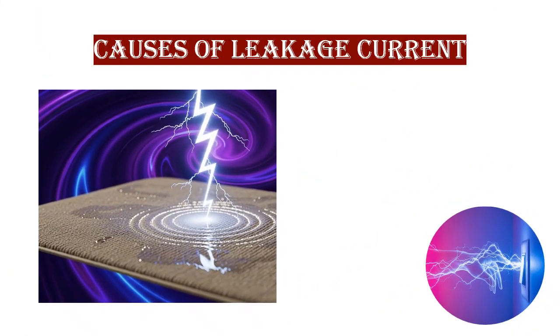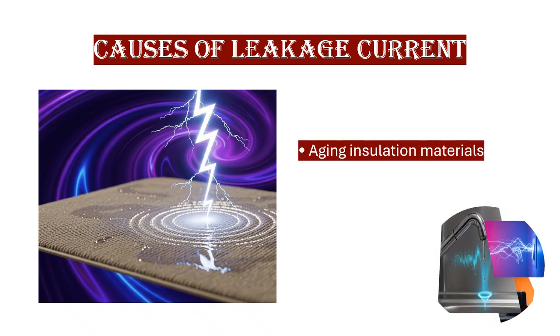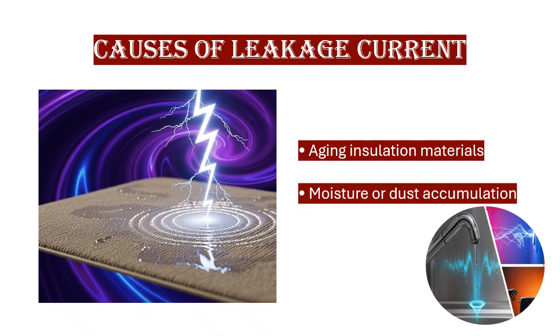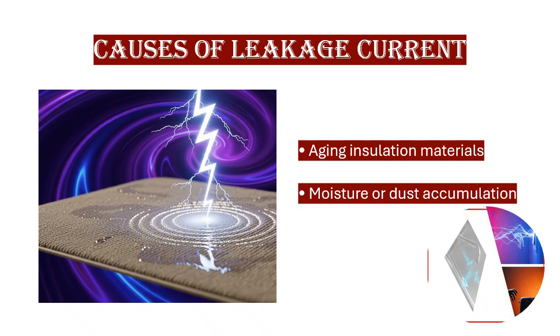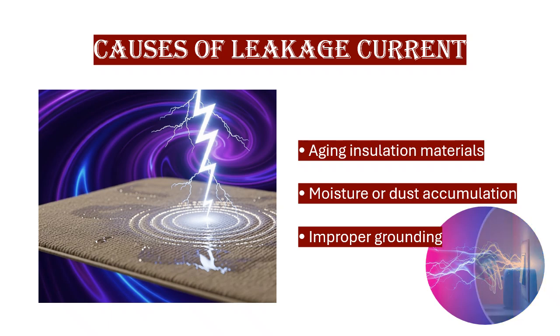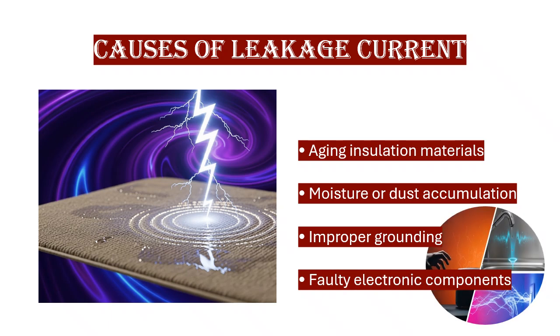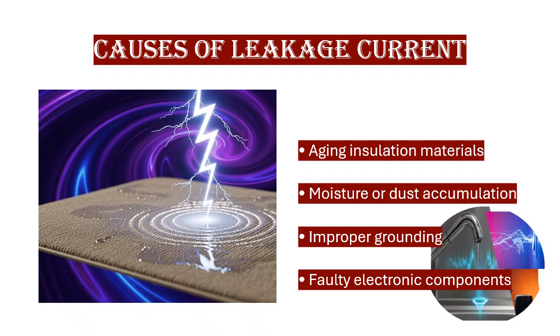Causes of leakage current. There are several causes behind leakage current. Over time, insulation materials can degrade or absorb moisture, creating a conductive path. Dust or dirt on circuit boards can also lead to unintended conduction. Improper grounding or damaged electronic components further increase the likelihood of leakage.